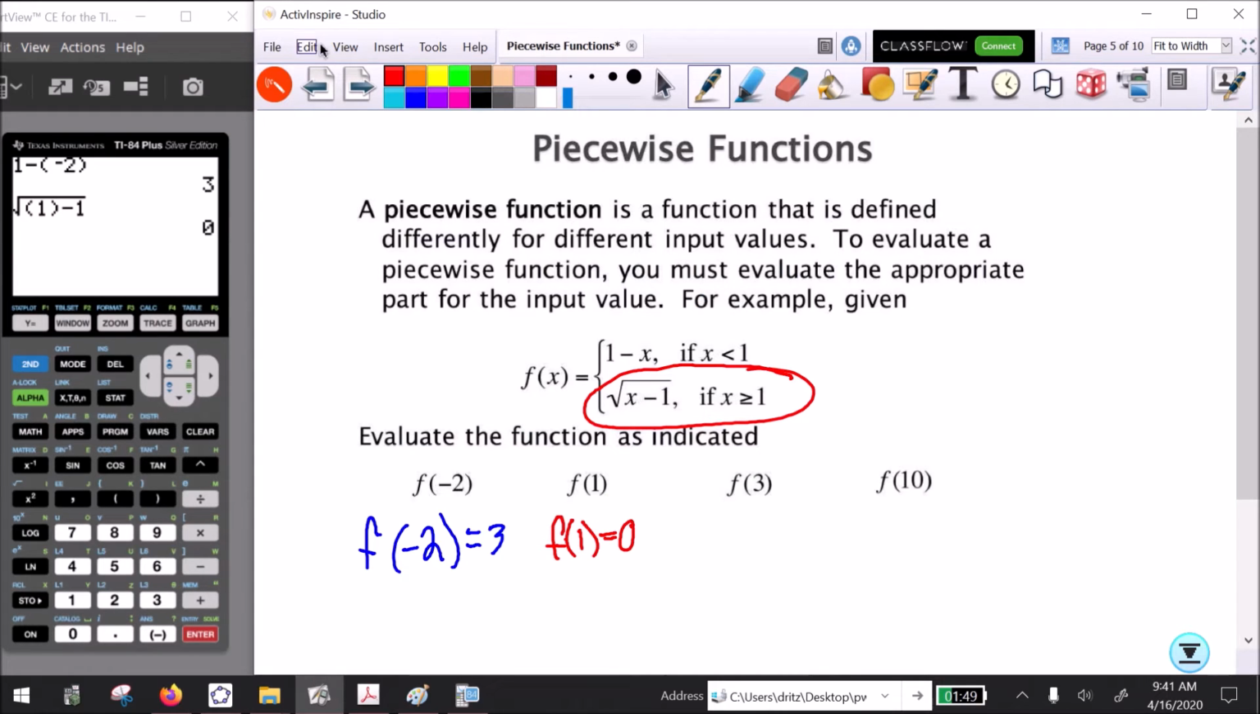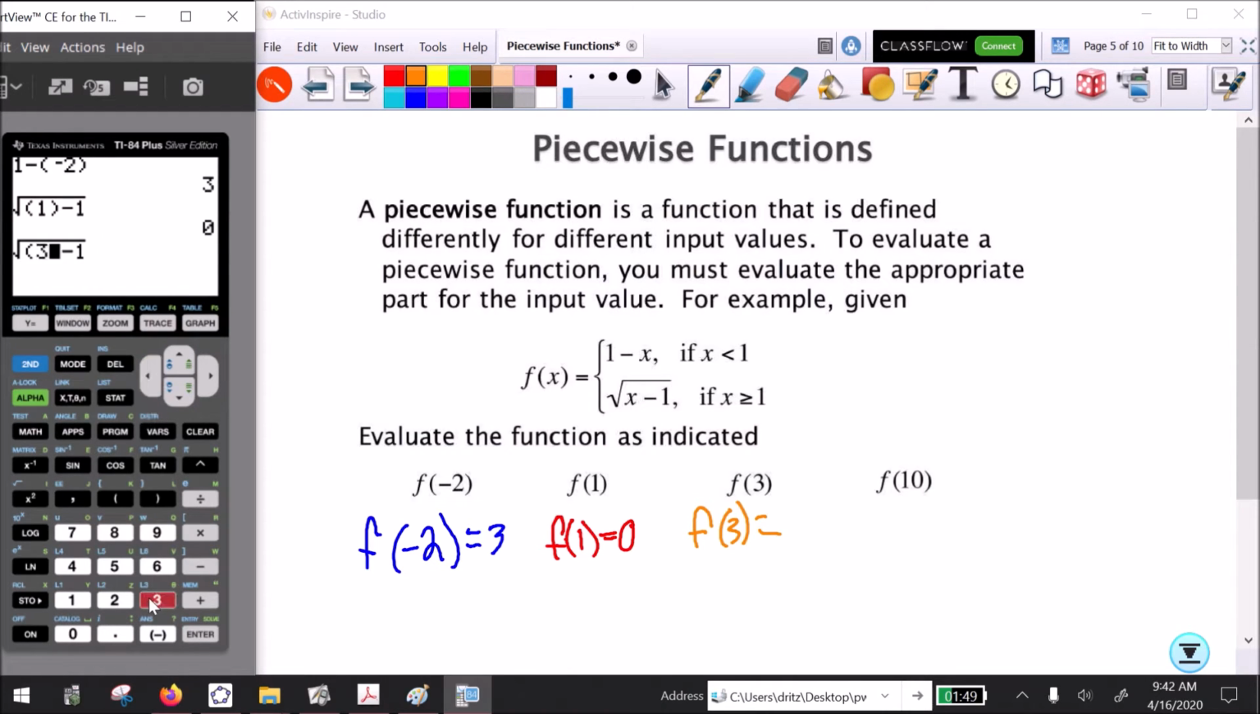And we're going to evaluate the function next for f of 3, for x equal to 3. And we're going to plug 3 into which part of the function? Is 3 less than 1 or greater than or equal to 1? It's greater than or equal to 1, so we plug it into this part of the function. So now I'm going to plug in 3 here. And we get the square root of 2, or 1.414.